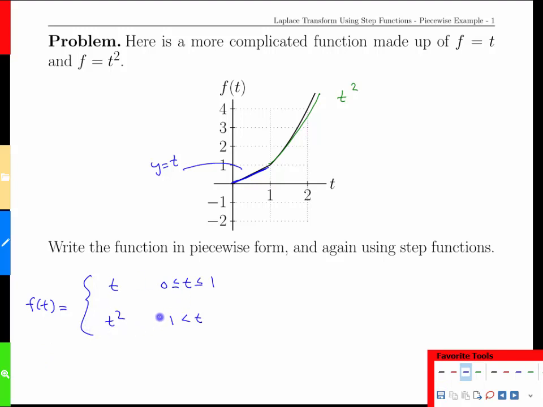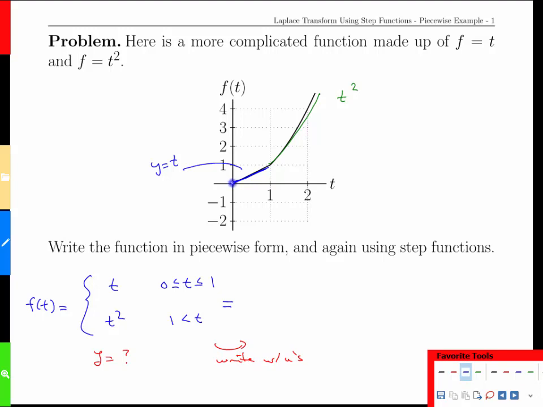Having written the piecewise form, we can't transform this. The Laplace of this is equal to what? I don't know. What we need to do is use our step function to rewrite this in a way that we can find the transform. So we're going to write that with our u function.